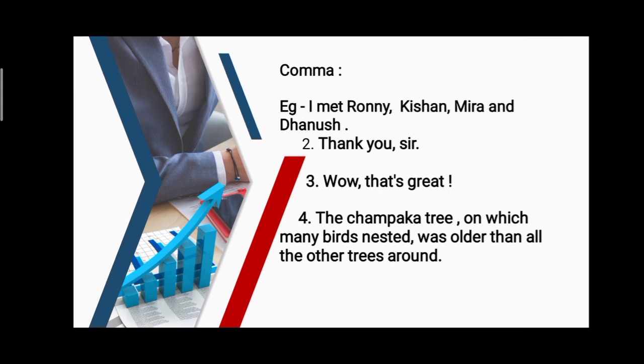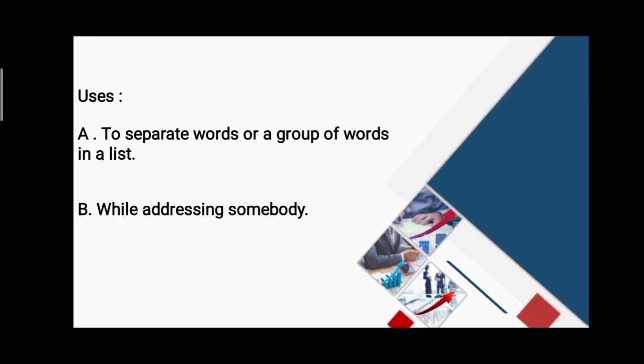Now the second example. Here you can see we have put comma before the name of a person. Means students, whenever you address somebody, you have to put comma before it. So this is the second rule or second use of a comma, that is while addressing somebody. Means whenever you go to address some person, you have to put comma before their names.